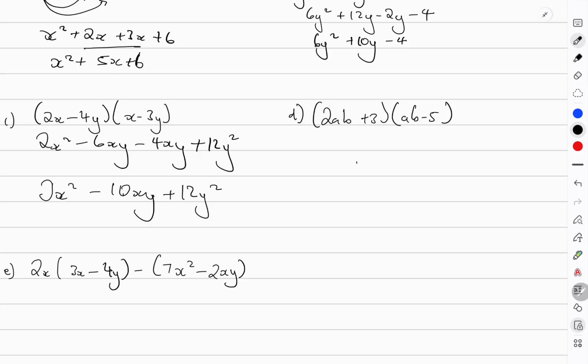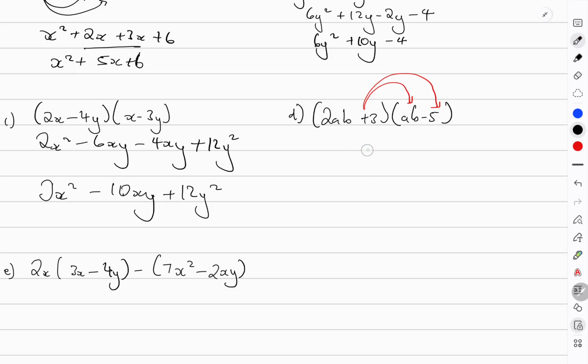Let us look at letter D. With letter D, I will still use the FOL method. The 2ab will multiply the ab. The very same 2ab will multiply the negative 5. And the 3 will multiply the ab. The very same 3 will multiply the negative 5.